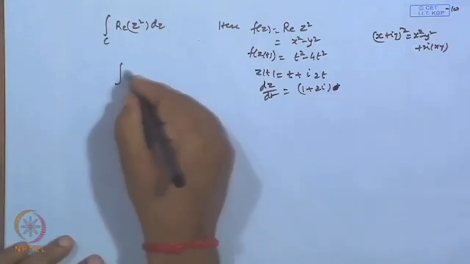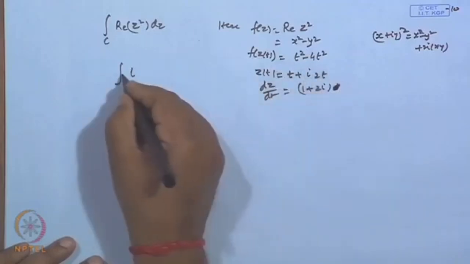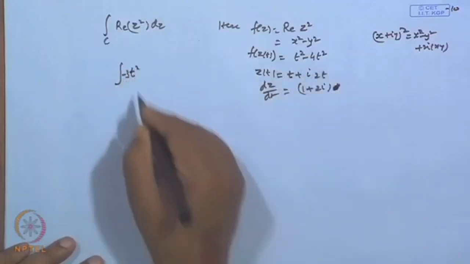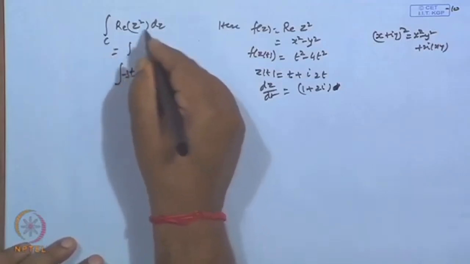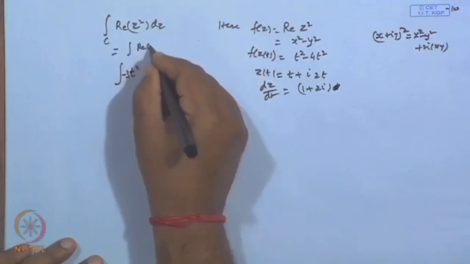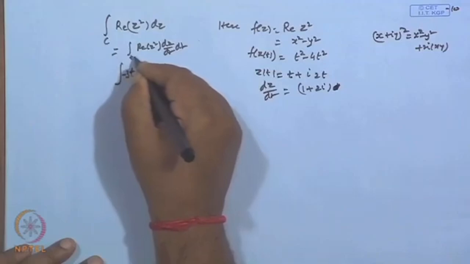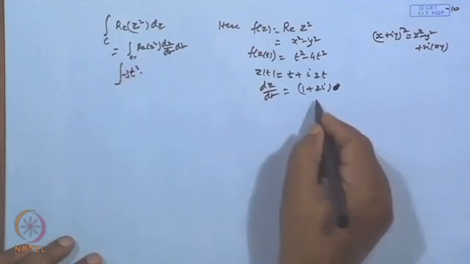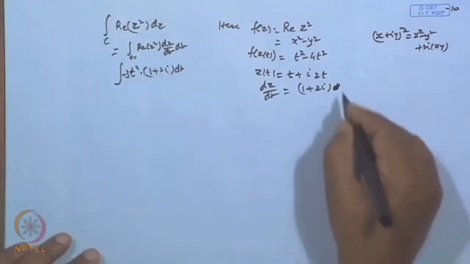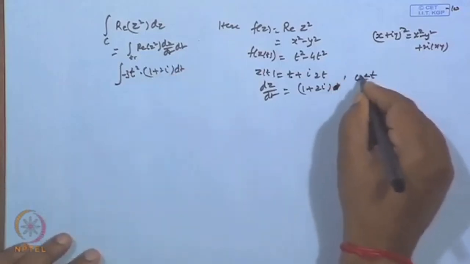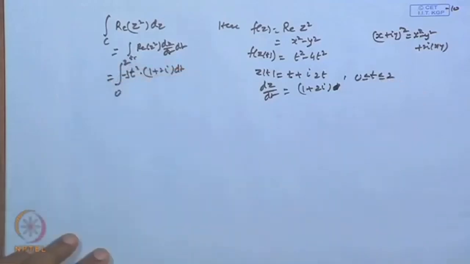So substitute this. The integral of the real part, which means t squared minus 4t squared, that is minus 3t squared, times dz by dt dt. So dz by dt is 1 plus 2i, and what should be the limit for t? t varies from 0 to 2. So we get t from 0 to 2, and that will be the line.